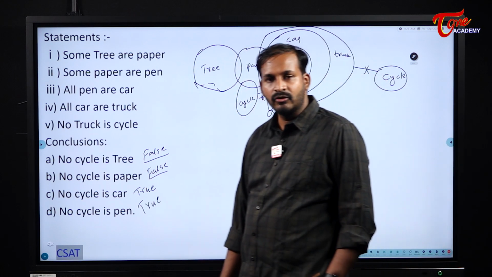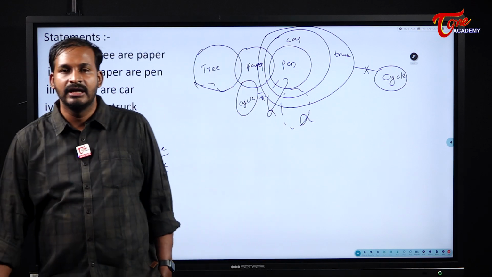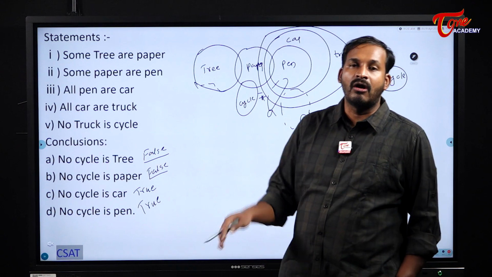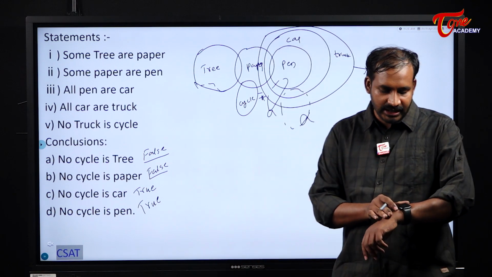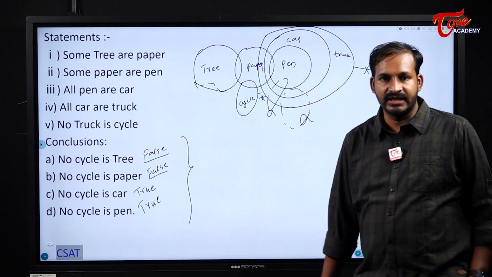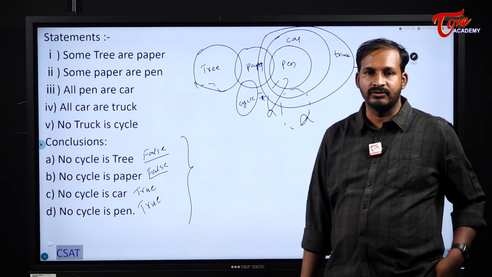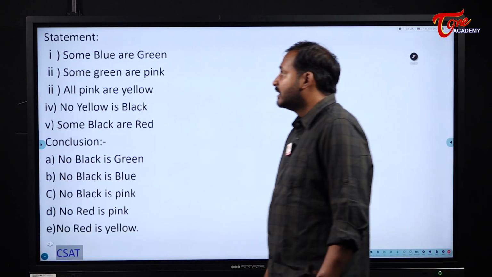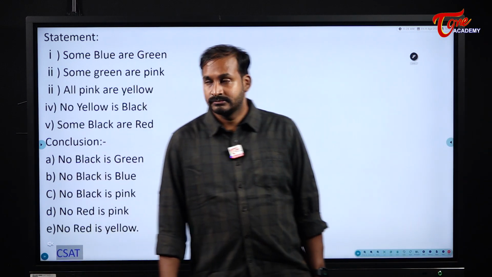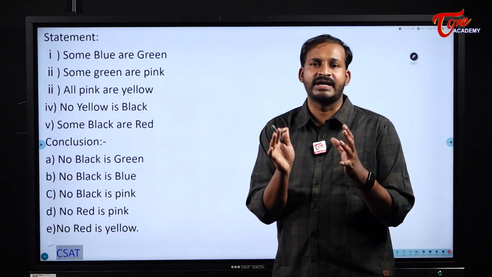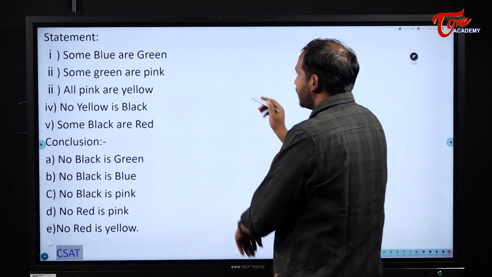Understood, students? Now I hope everyone got a clear idea about these positive conclusions and negative conclusions and how you are going to draw an alternate diagram to make these negative conclusions. Like this, we are going to solve the conclusions, whether the given conclusions are positive or negative. Next one. Now see here. Some blue or green. As usual, pause the video, students, and try to solve them.